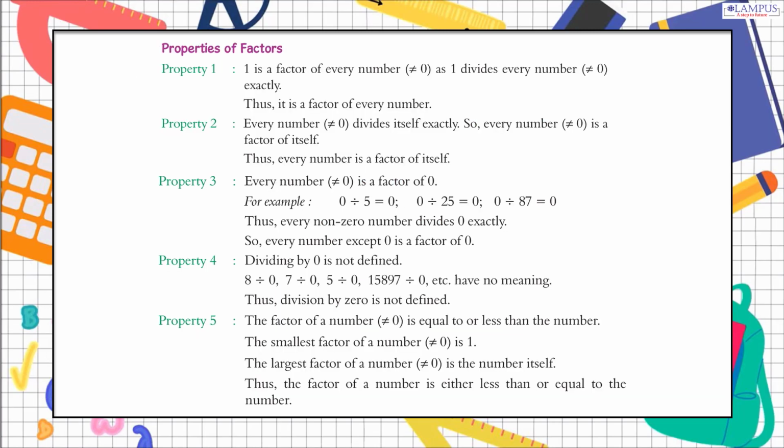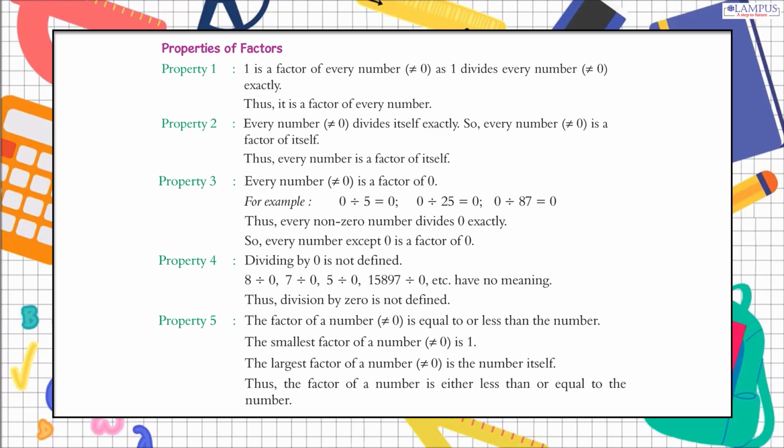Properties of factors. Property 1. 1 is a factor of every number, not equal to 0, as 1 divides every number, not equal to 0, exactly. Thus, it is a factor of every number. Property 2. Every number, not equal to 0, divides itself exactly. So, every number, not equal to 0, is a factor of itself. Thus, every number is a factor of itself.